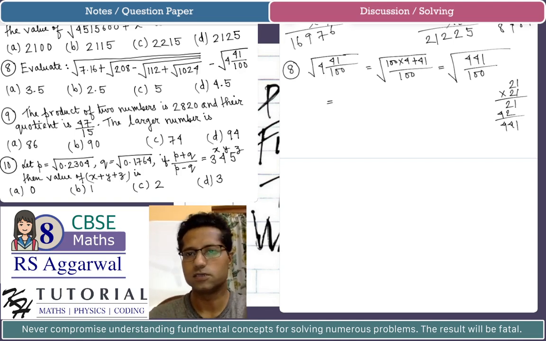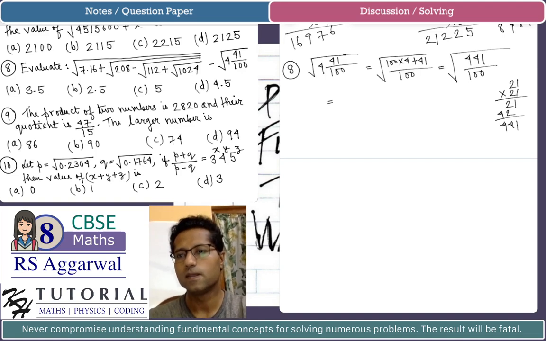We see that this is the square root of a fraction. In the fraction, both the numerator 441 and the denominator 100 are perfect squares.